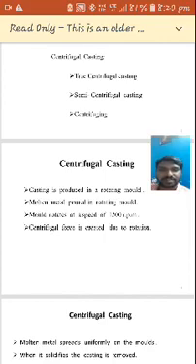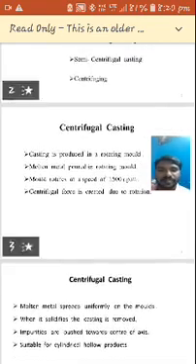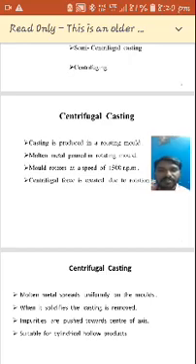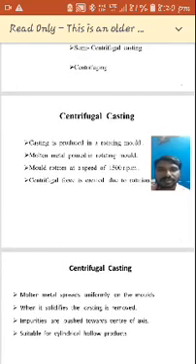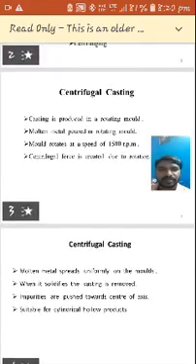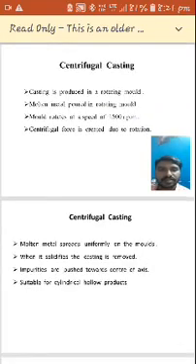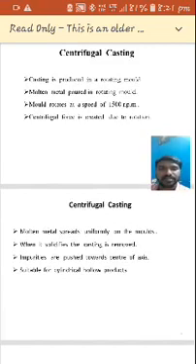A centrifugal force is created due to rotation. Due to the centrifugal force, the molten metal spreads uniformly on the mold. After pouring, when it has solidified, the casting is removed. Impurities are pushed towards the center of the axis.